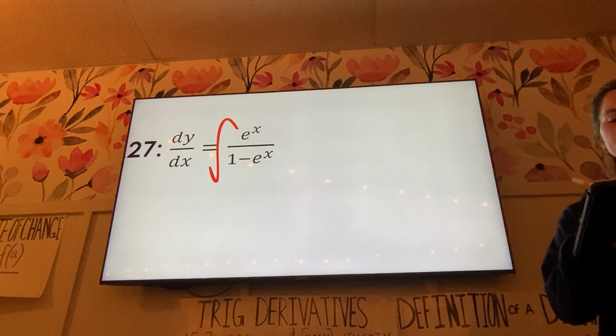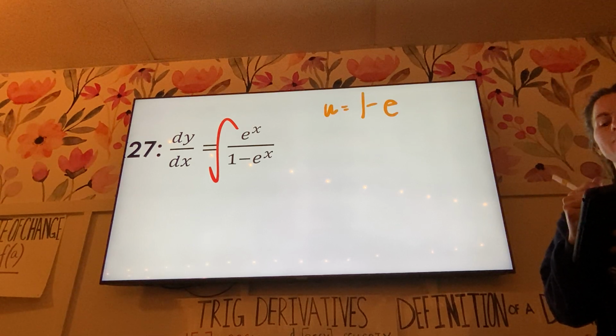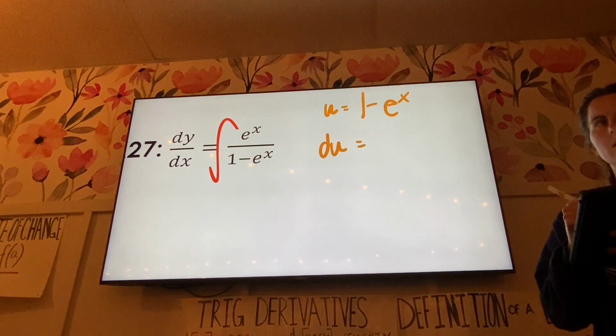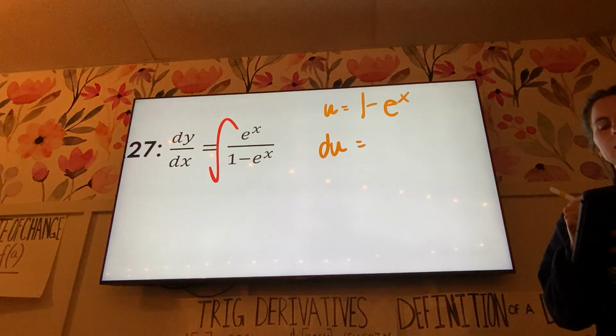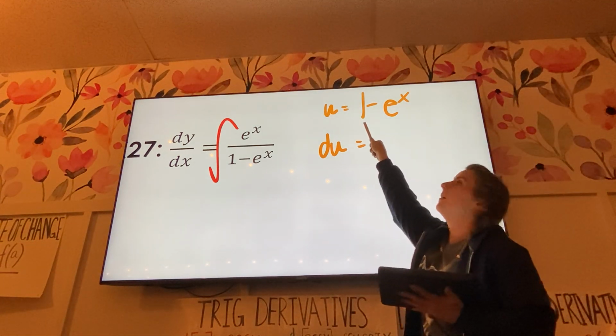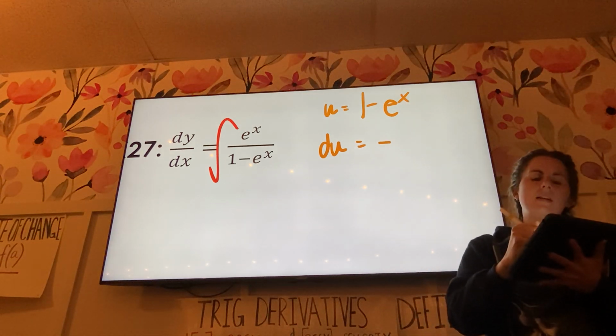What would your u be? 1 minus e to the x. And then what would your du be? Close. What's the derivative of 1? 0. What's the derivative of negative e to the x? Negative e to the x.